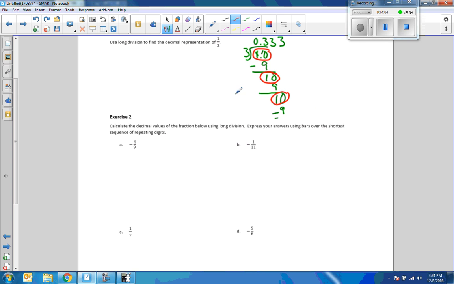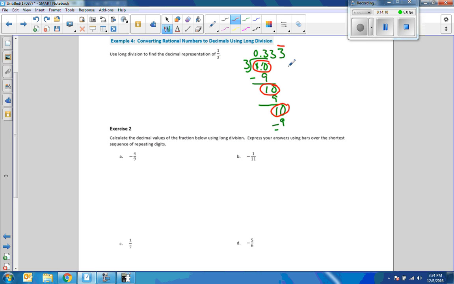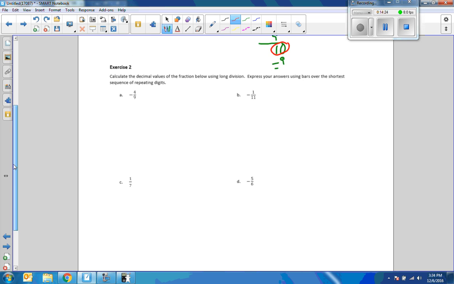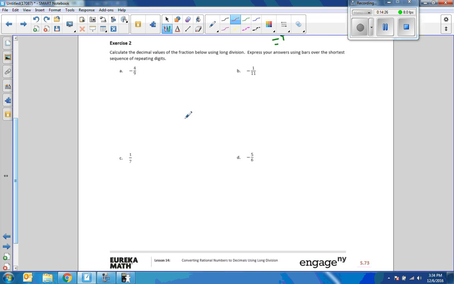And what that means is if I come back up to here, my answer is not 0.333 with a bar over it at the end. My answer would actually be 0.3 with a bar. Since all threes repeat, we can just put the bar over the first one. So do that with problems A, B, C, and D. And I will pause the video. Or you should pause the video, I should say. And when you're ready.